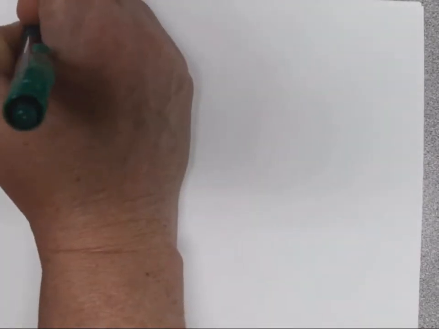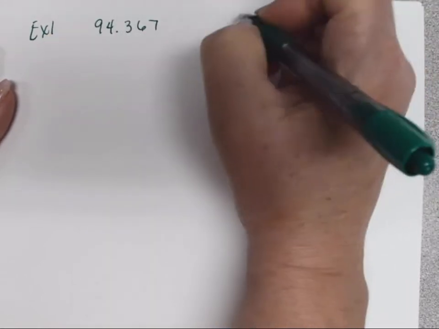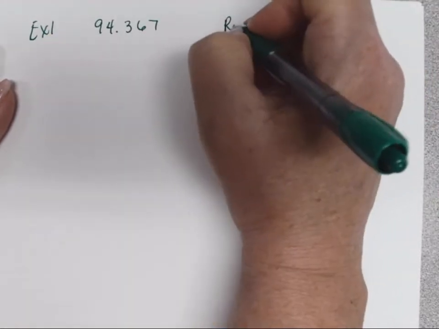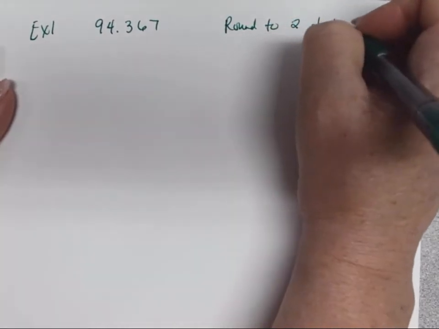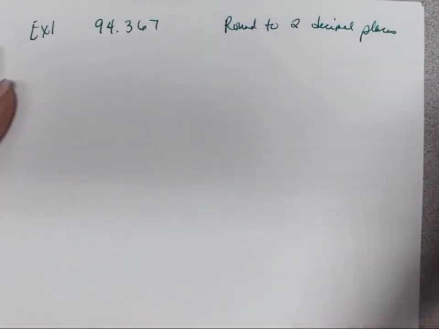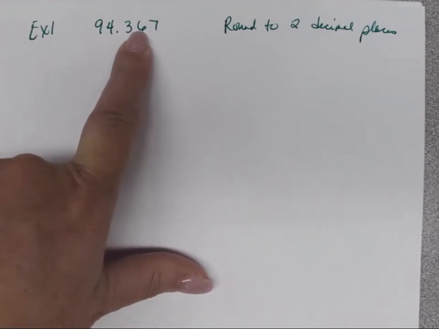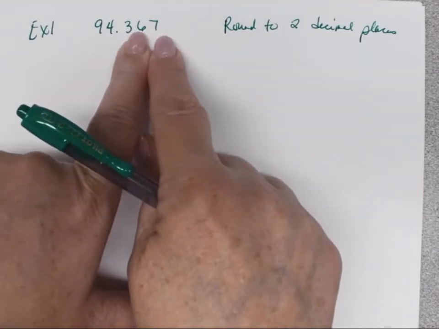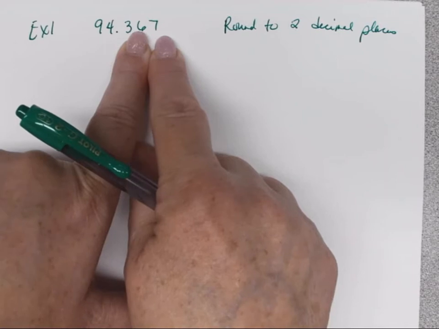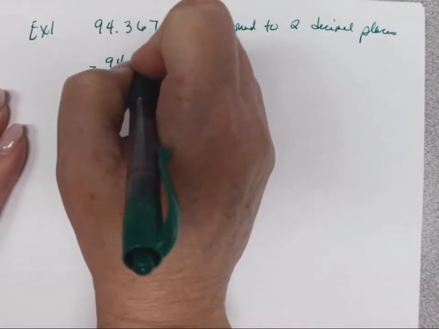All right, so our first example in rounding, we have 94.367, and we want to round to 2 decimal places. So if we're looking at rounding to 2 decimal places, we're looking at this 6 right here. That's the second decimal place. So we then look at the number after it. There is a 7 after it. 7 is 5 or greater, so that means we will round up. So that will get us 94.37.